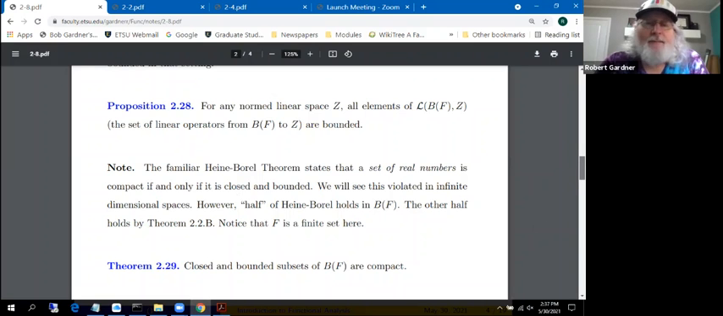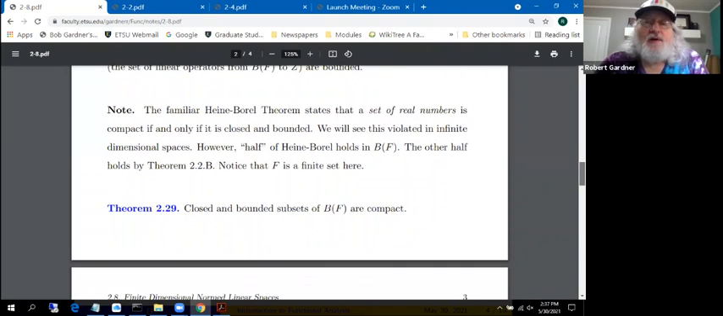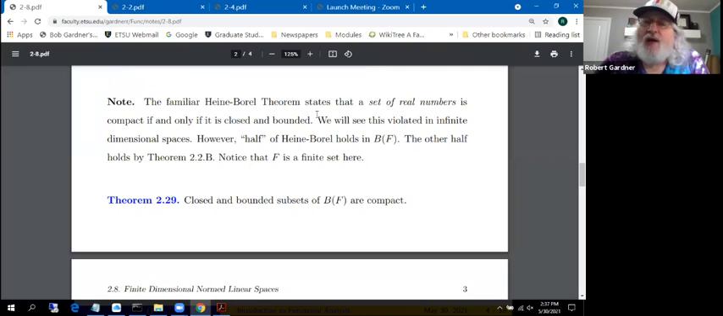Now we're going to look at compactness. The familiar Heine-Borel theorem states that a set of real numbers is compact if and only if it's closed and bounded. It doesn't say compact sets if and only if closed and bounded. It says compact set of real numbers if and only if closed and bounded. In the event you did your senior level analysis in Rn and not just R1, it would say a similar thing. It would be a set from Rn is compact if and only if it's closed and bounded.